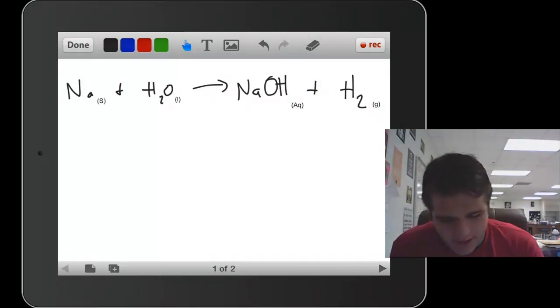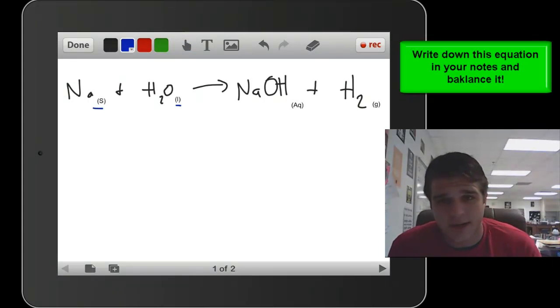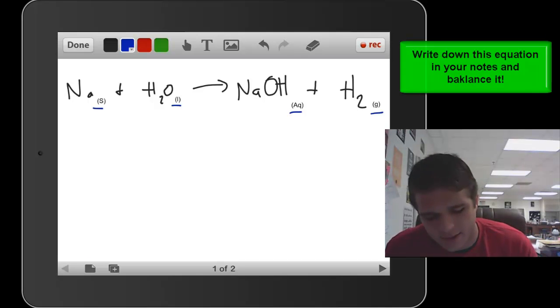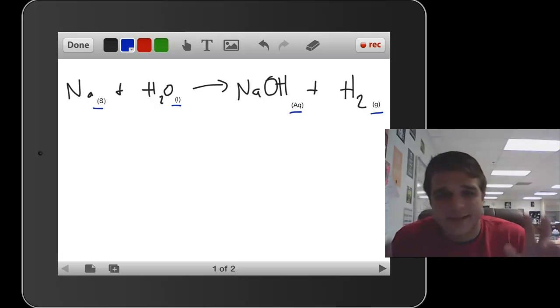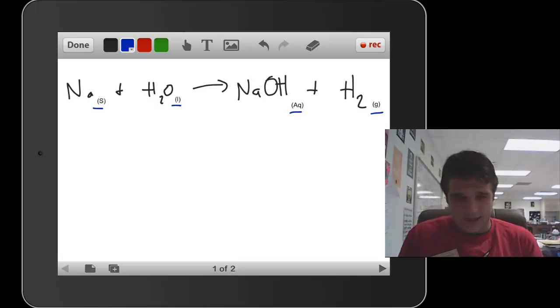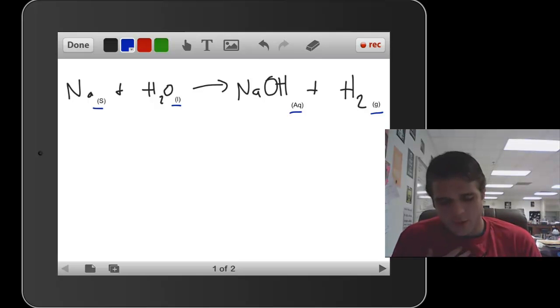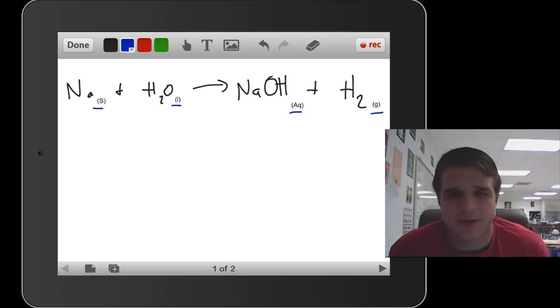Now, as you can see, we have sodium on the left added to water to yield sodium hydroxide and hydrogen gas. A few things that we need to note here. We do have these little tiny indicators of what state these compounds exist in. Sodium is a solid, water is a liquid. Sodium hydroxide exists in an aqueous solution, which means that it's dissolved in water, and it produces hydrogen gas.